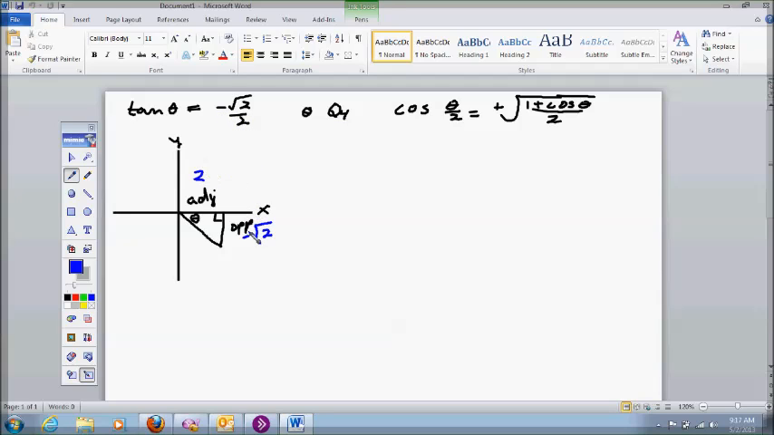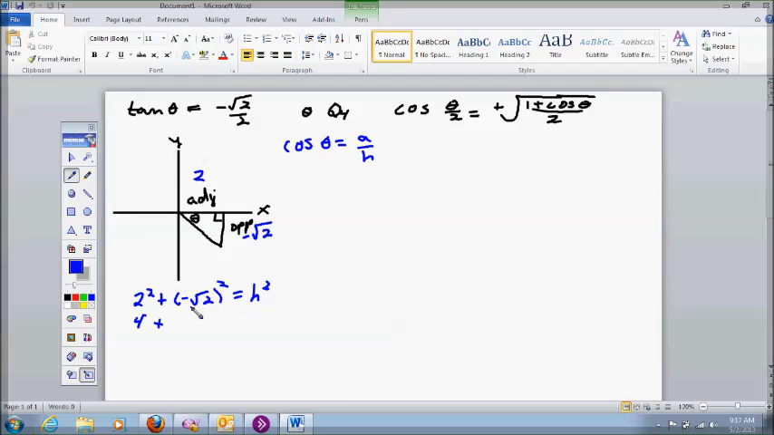So this is how I get this, and if I want to know what cosine theta is, according to SOHCAHTOA, it is equal to the adjacent side over the hypotenuse. And so I need to know what the hypotenuse is here. And how do I do that? Well, I use the Pythagorean theorem because I have a right triangle here and I've been given two sides. So I have 2 squared plus negative root 2 squared is equal to my hypotenuse squared, so I'll call that h squared.